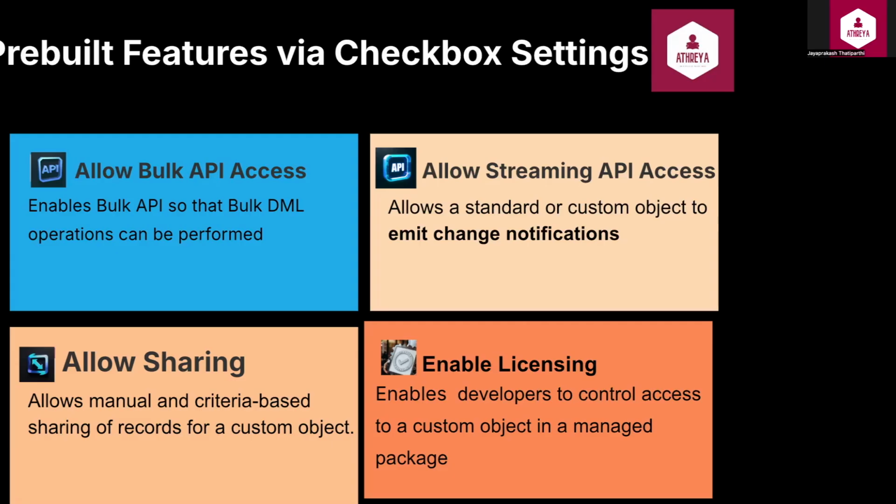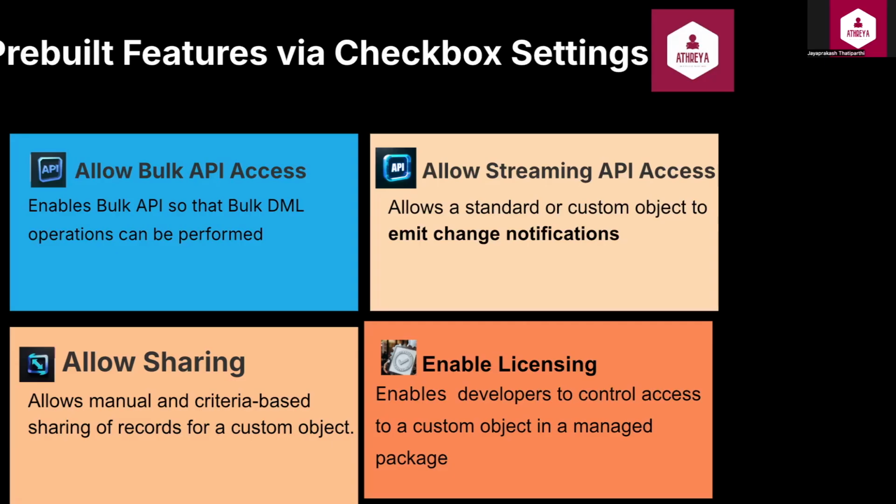Imagine you are syncing Salesforce order records with an ERP system. With Allow Streaming API access enabled on order, anytime an order is created or updated, a change event is emitted. Your middleware listens to these events and syncs the data in near real time without polling Salesforce. This setting works with both standard and custom objects. It can be used in platform events, Apex triggers, and external event listeners.